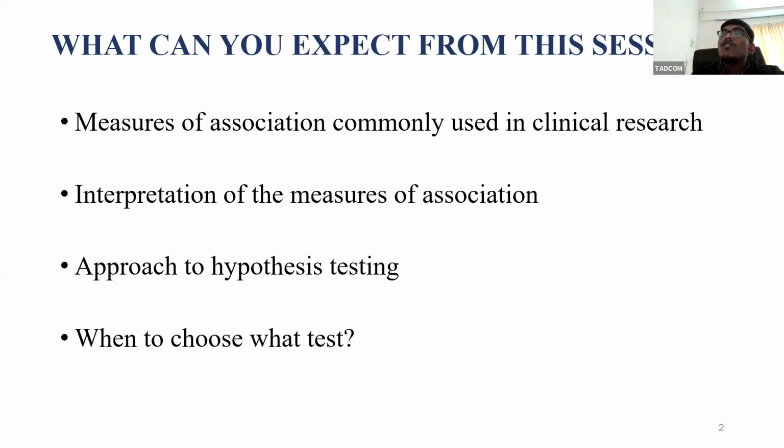If, suppose, the odds ratio is 2, what do we infer? If the prevalence ratio is 1, what is our inference? Likewise, we will be seeing the interpretation of these measures of association also. And then I will be moving on to the approaches for hypothesis testing. I will be just briefly explaining, because in the first session as well as in the last session, we saw how to test the hypothesis.